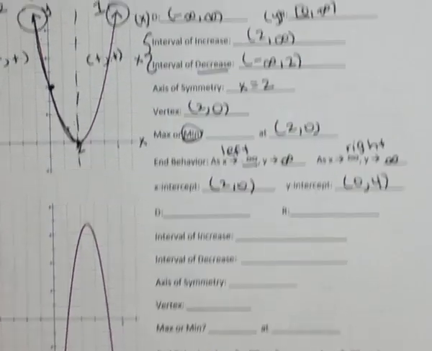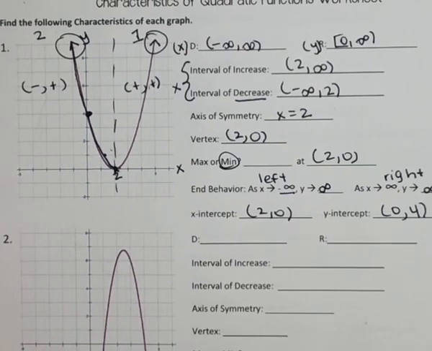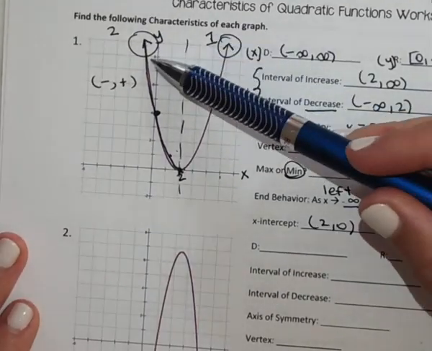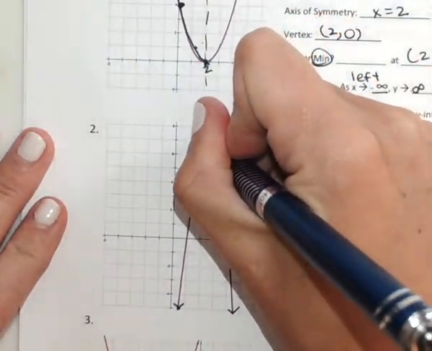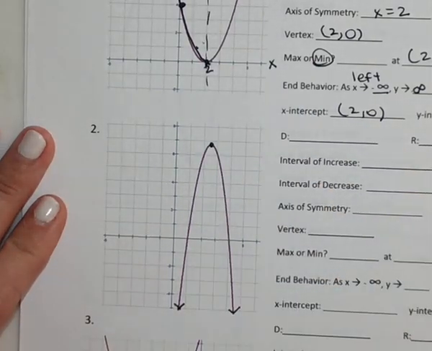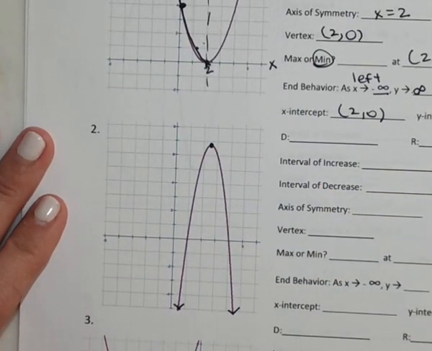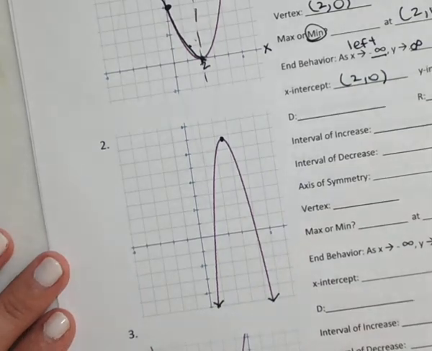So lots of different parts here. Let's look at another, number 2. And please notice the difference: number 1 has a minimum and it opens up. Number 2 has a maximum point and it opens down. So I always like to start at the vertex. This one is a little tricky because we have some decimals here.